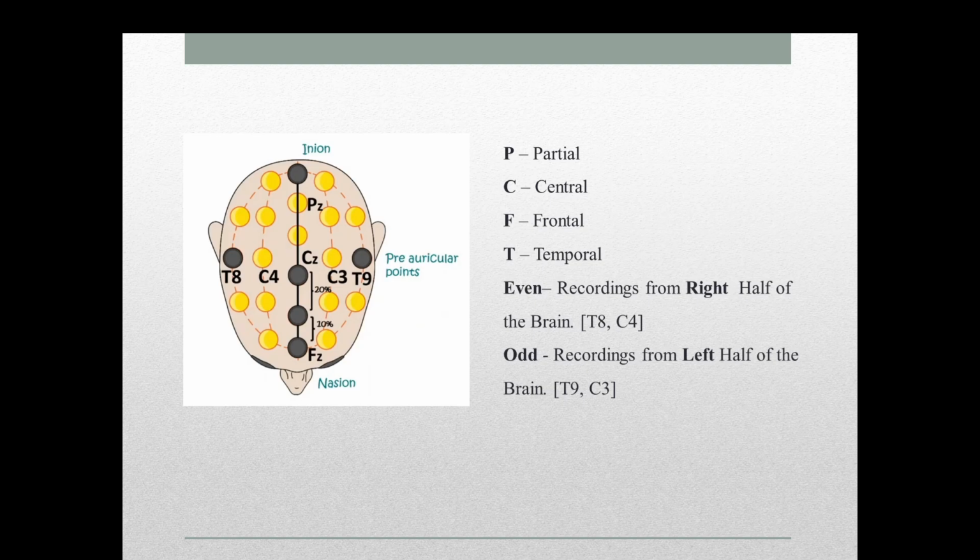The terms with an even suffix, such as T8 or C4, record the right half of the brain. Those recordings represent the right half of the brain. The terms with an odd suffix represent the recordings from the left half of the brain, such as T9, C3, and so on.